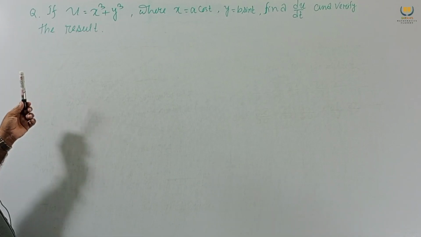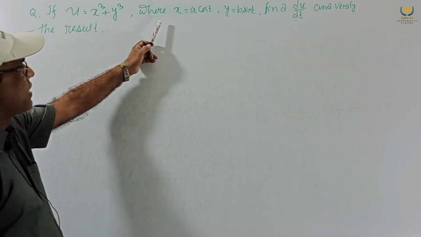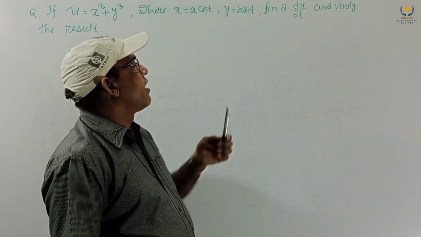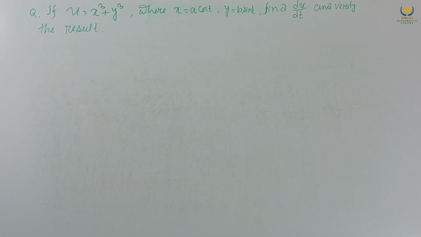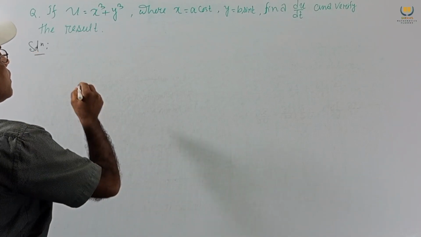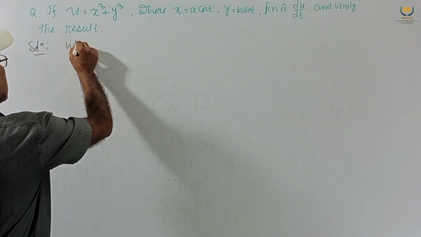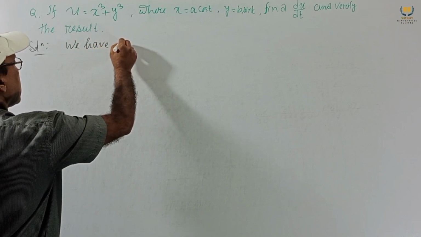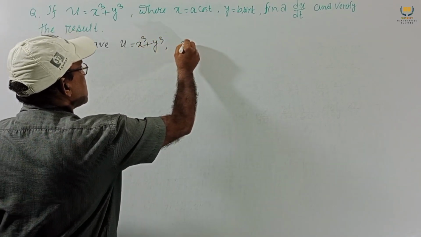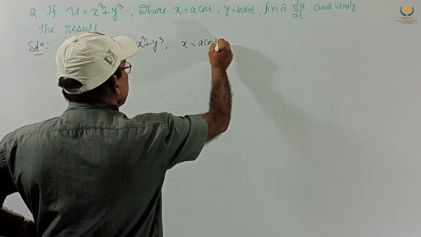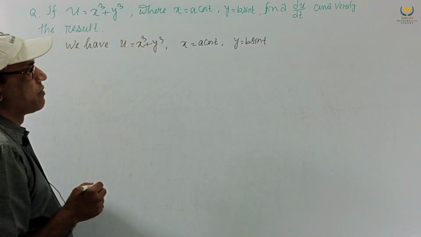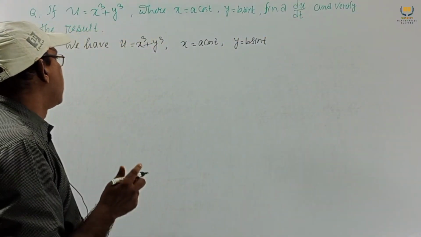Now we consider one problem. u equals x cube plus y cube, where x equals a cos t, y equals b sin t. Find du/dt and verify the result. So this is our problem. Solution: we have u equals x cube plus y cube, and x equals a cos t, y equals b sin t. These are the values given. Now our requirement is du/dt.